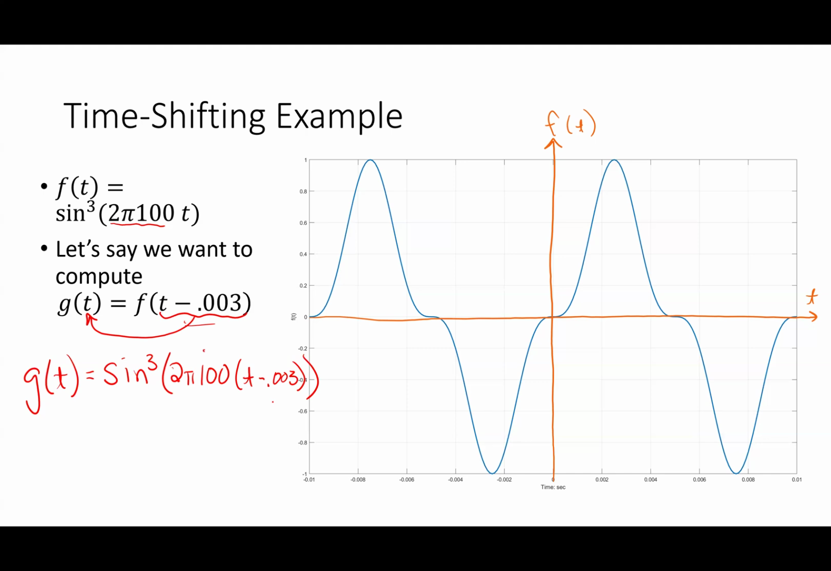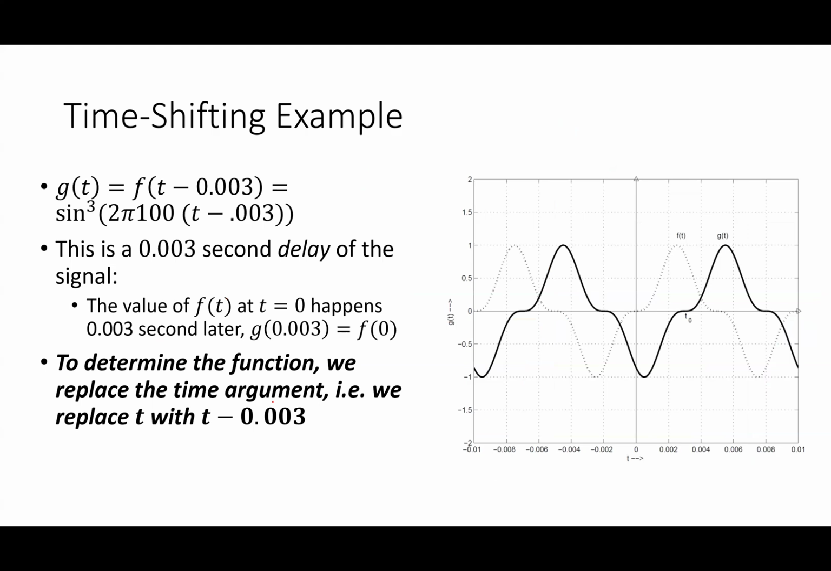And you learn that when you learn basic functions in math 2 or whatever they call it these days. All right. And so this would be a 3 millisecond delay of the signal. If I look here, this is my f of t, the original one. So it's shifted over to that guy.